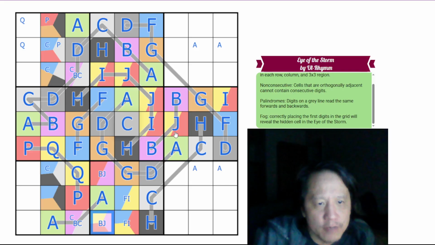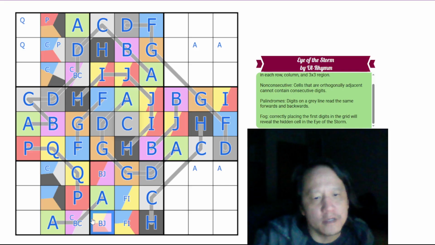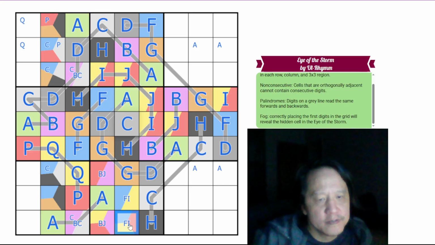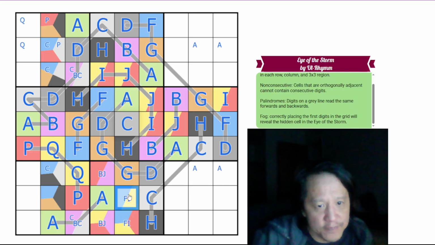So pink right now is not next to C or F. Okay. If we have B here as pink, then it still cannot be next to F because it must be next to C. If this is red, that means F is here.